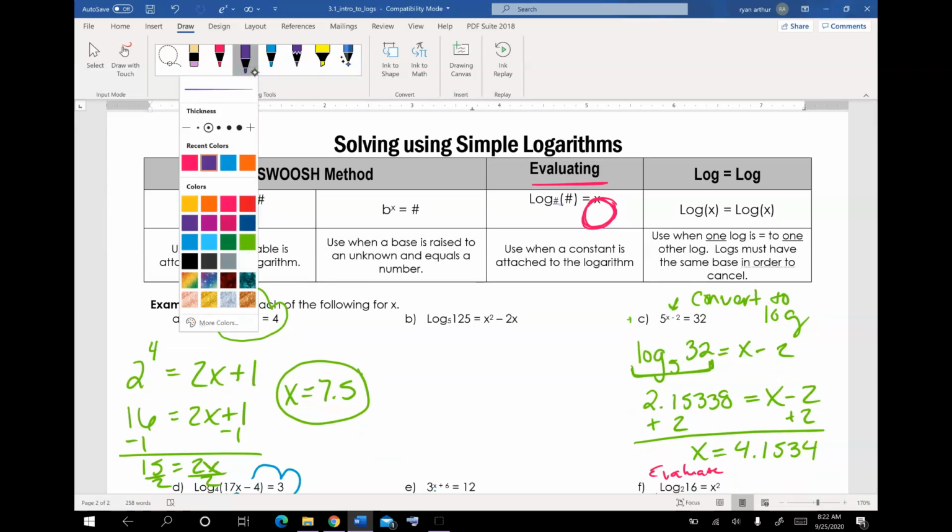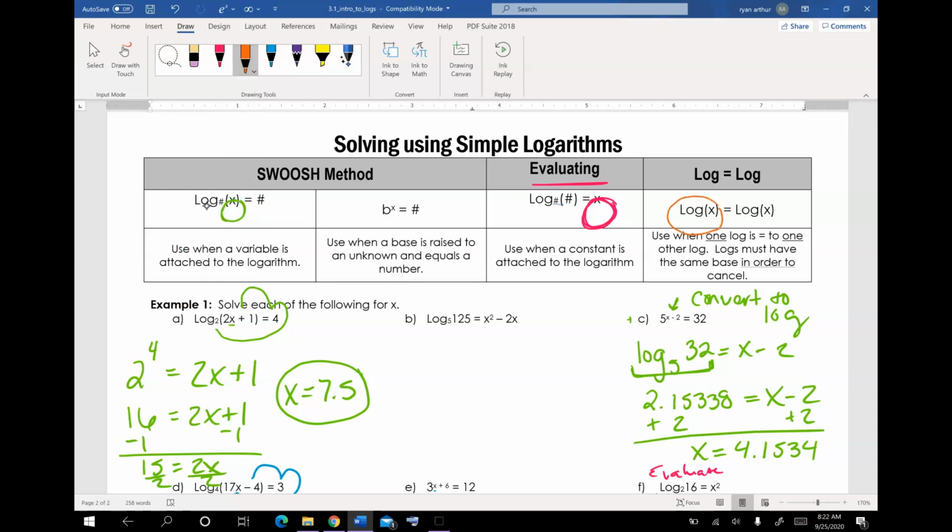So when you see how you have 2 logs equaling each other? You use this when one log is equal to another log. Logs must have the same base in order to cancel. So if you have a single log on one side and you have a single log on another side, those logs cancel out and you set the insides equal to each other.